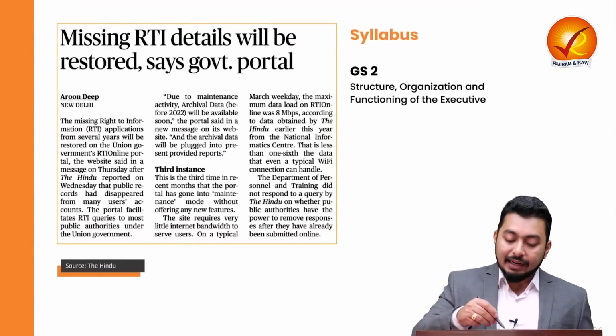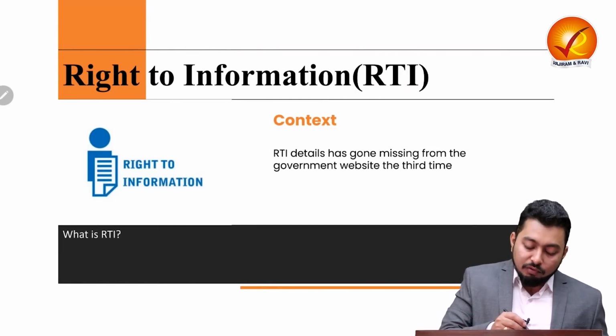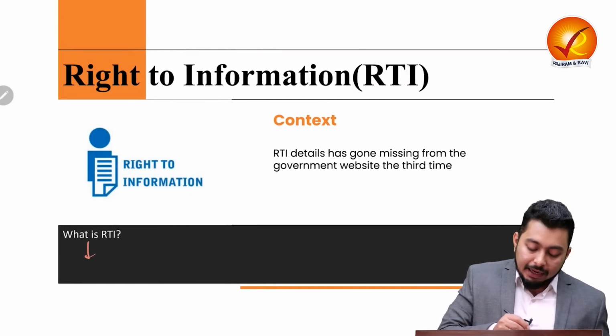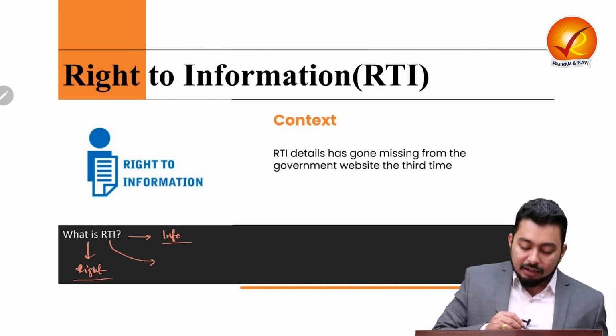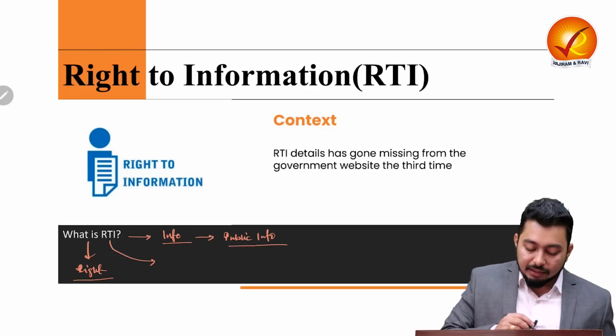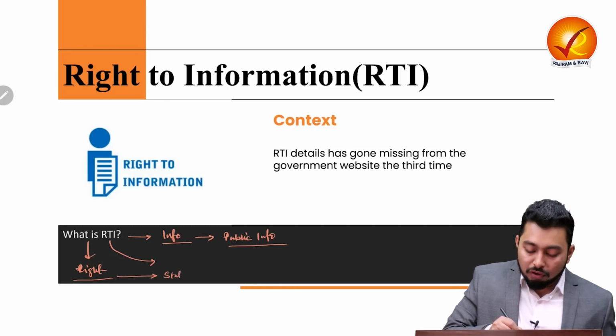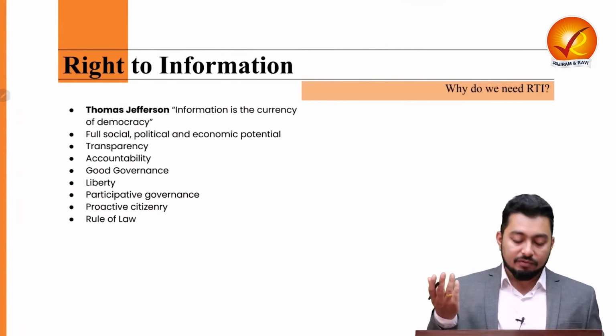Now the first article relates to your GS2 and here we'll look at right to information. Now, what do we mean by right to information? A, it is a right. Second, it is a right about information. Now, when I am talking about information, I am essentially talking about public information. Then, whenever I am talking about right, I am essentially talking about the role of the state to furnish me with information.